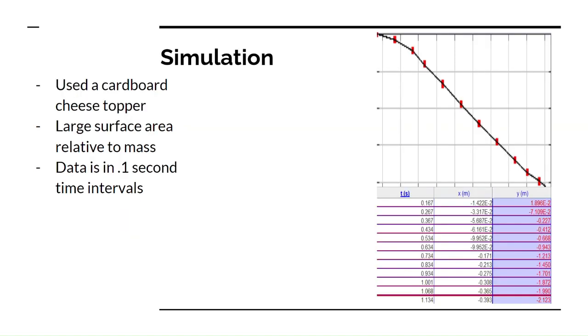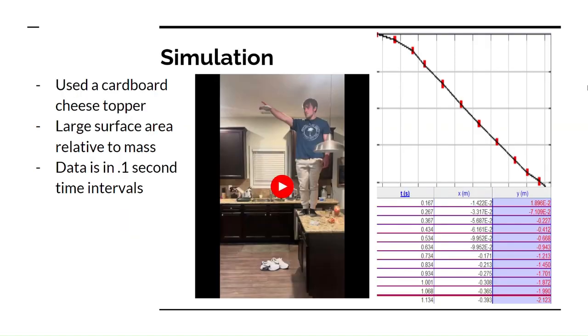All right, simulation. So here's the video. We're up on top. It's about a 2-meter drop, maybe a little bit more, about 2.5-ish meters. So we used a cardboard cheese topper. This is going to have a lot of drag. It's a circular object with a little bit of a casing on it, so it's going to cause a lot of air to get under there and create a lot of drag, causing it to have a lot slower acceleration than it would just purely due to gravity. So we did this in 0.1 second time intervals.